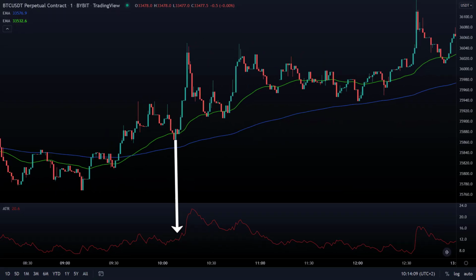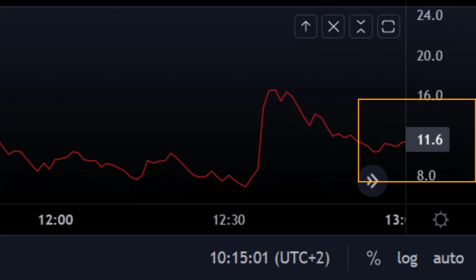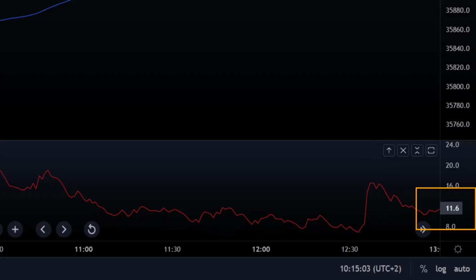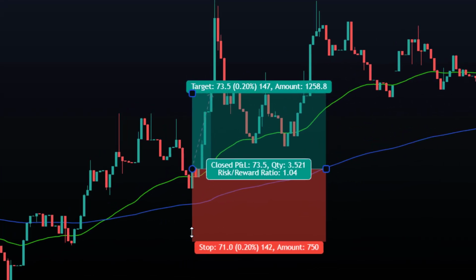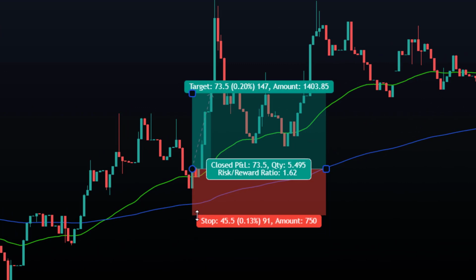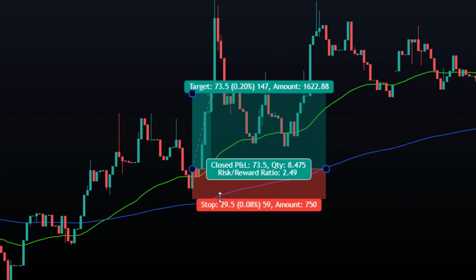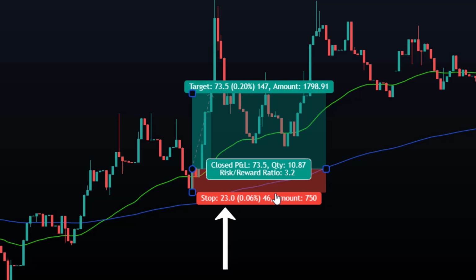Once we have this confirmation, we look at the value of the ATR at that time. We see that the ATR has a value of 11.6. We now open a buy position and set our stop loss to twice the value of the ATR. 2 times 11.6 is 23.20. In the stop loss tool, you can find the value at the bottom left. So now we drag it to 23.6.